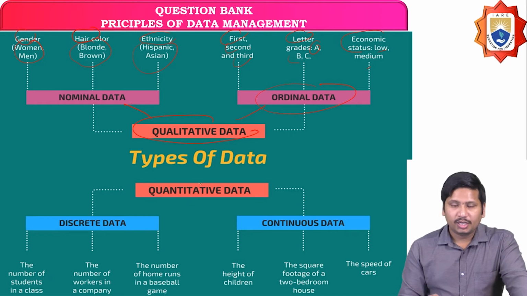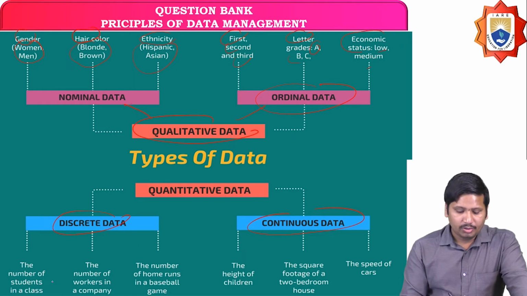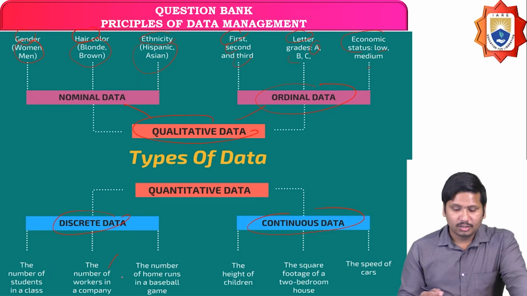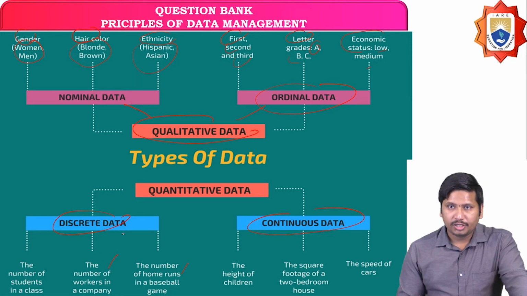And quantitative data is nothing but discrete and then continuous. So discrete will be the number of students in the class, the count you should remember, the number of workers in the company, and the number of home runs in a baseball game. This is an example of discrete data that comes under quantitative data.